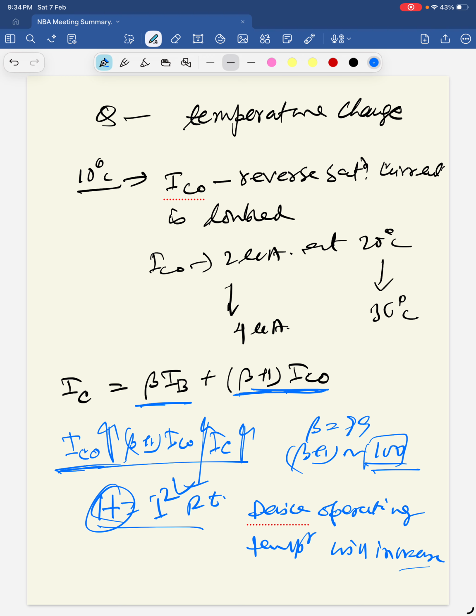Once the device temperature increases, minority carriers again increase due to the breaking of covalent bonds. That will enhance ICO. Once ICO increases, beta plus 1 into ICO will increase, so IC will be increased again. Once IC is increased, I square R T will be more, heat will be more. So in this way, ICO and heat keep increasing. Ultimately, a stage will come where the device temperature will increase enormously and the transistor will burn. If the transistor is burned out, this is called thermal runaway.